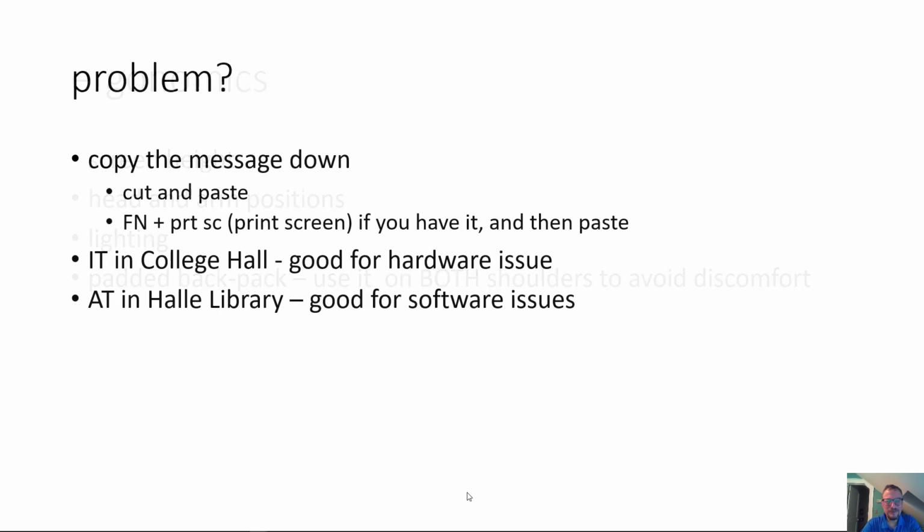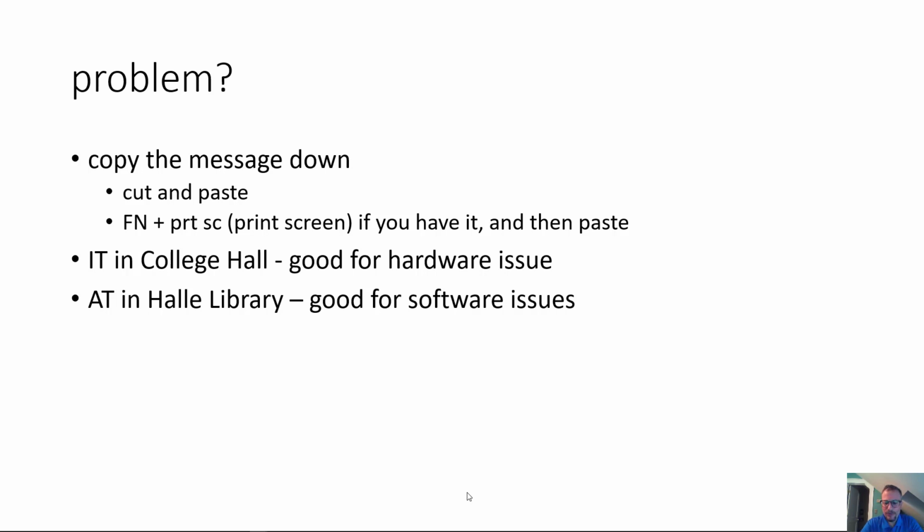That wouldn't be good. So anyway, if you have a problem, if some error pops up on your screen, copy the message down or cut and paste it, or do function or control print screen to screen grab it. And call IT in College Hall is probably the best place to do. They have a kind of help ticket that you can set up. I believe they call it Fresh Service. And they usually are very good about getting back to you. You can also physically go into College Hall. IT is in the basement.